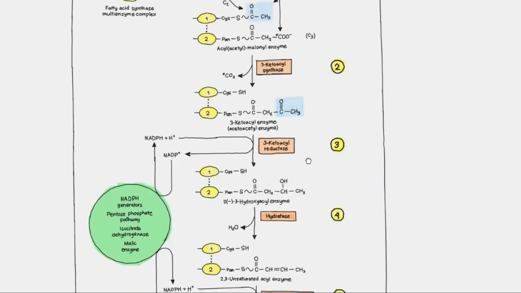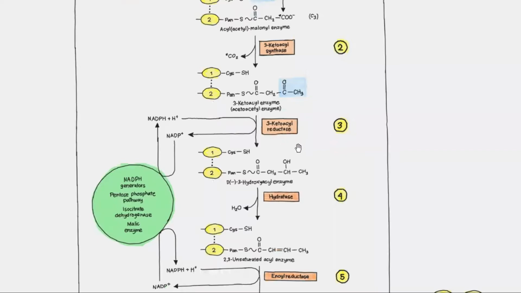Now in step 3, the beta-ketoacyl reductase will reduce this product into this one. So here you can see that from carbonyl group, it becomes hydroxyl. Since it's a reduction, it needs reducing power, which is the NADPH.